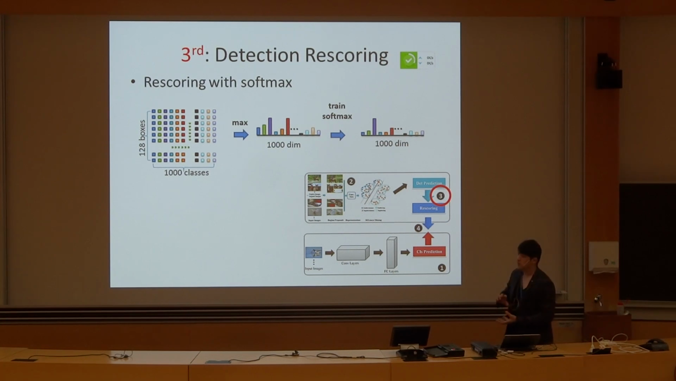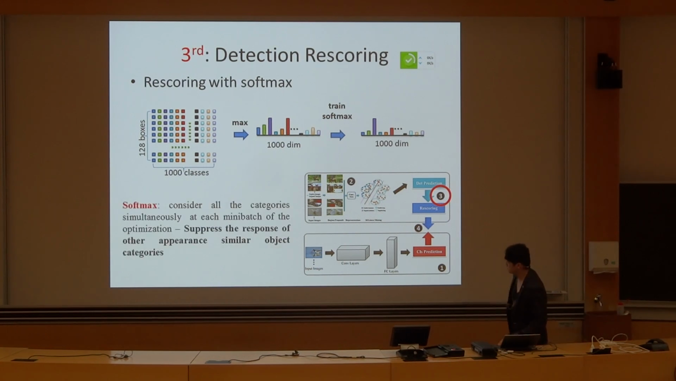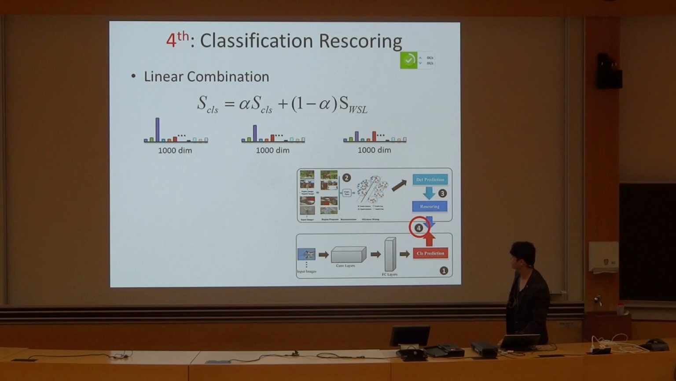A lot of similar object categories will give a similar response. So we want to suppress the response. This is why we use the softmax, because softmax can consider all the categories simultaneously at each mini batch of the optimization. We can see that after we use the softmax, the response on the right one is much smaller.